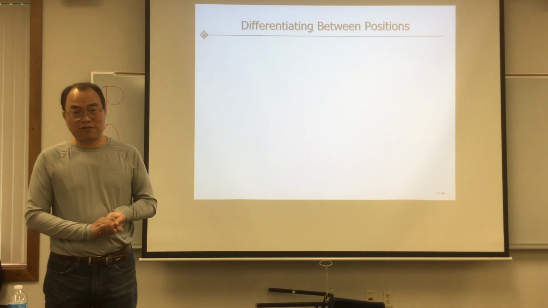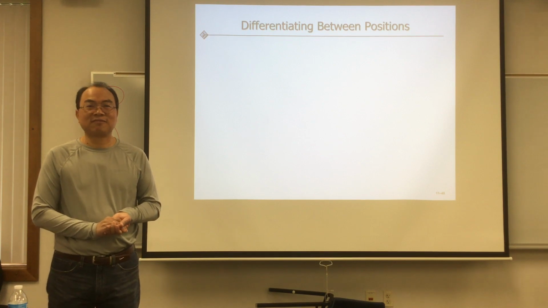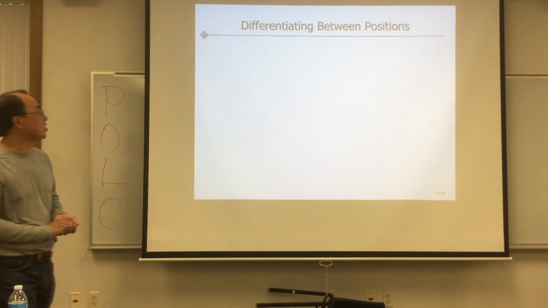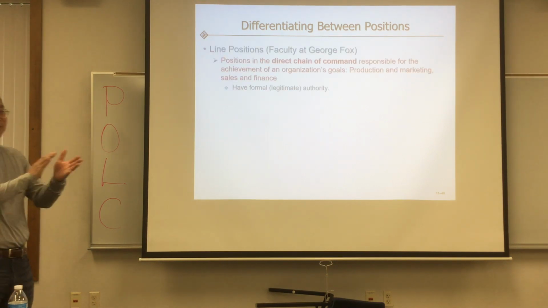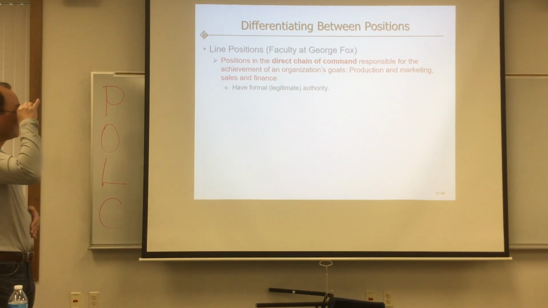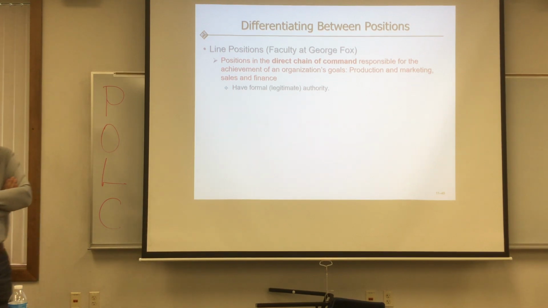The sixth block of organizing is called differentiating between positions. What does that mean? We know differentiation, it means they're different. Let me give you a good example here. In companies, especially factories, they have line managers, line positions. Positions in the direct chain of command responsible for the achievement of the organization's goals: production, marketing, sales, and finance.